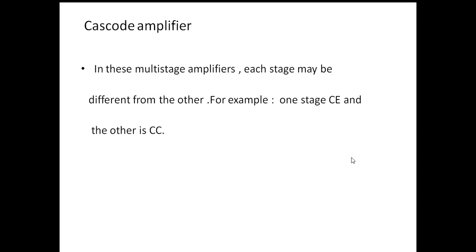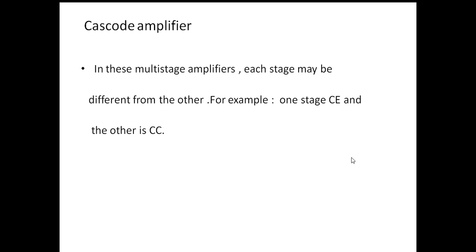Whereas cascade amplifiers. In this, cascode is also a multi-stage amplifier. In multi-stage amplifiers, each stage may be different from the other, whereas in cascade, all the stages must be identical, whereas in cascode, each stage is different from the other. For example, one stage is CE and the other stage is CC. Then this is nothing but cascode. Or one stage is CB and another stage is CE. This is also cascode. Whereas if both the stages are CE and they are connected, this is nothing but cascade.